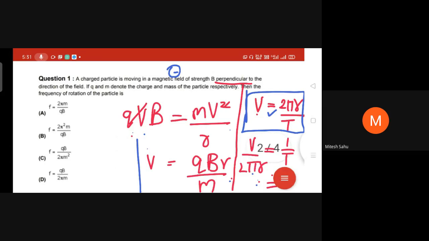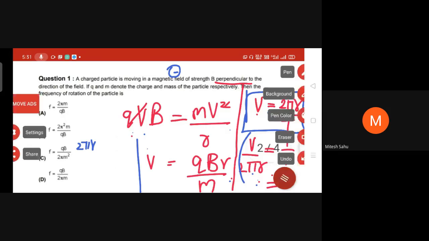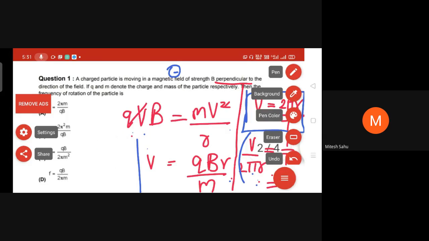If r is the radius of the circle, then 2 pi r is the circumference, and time is t. So 2 pi r upon t is the velocity of the particle. We will substitute this velocity formula here. So it's 2 pi r equal to QBR upon m, and the rest remains the same, 2 pi r times frequency.